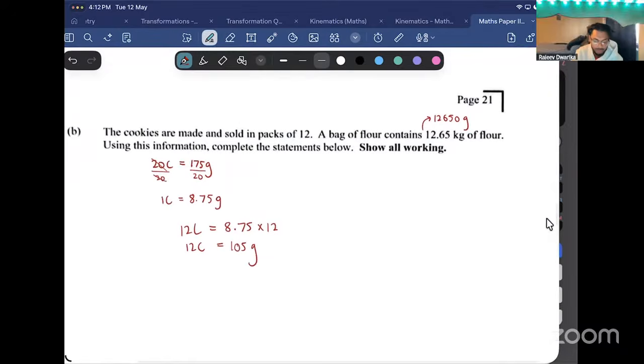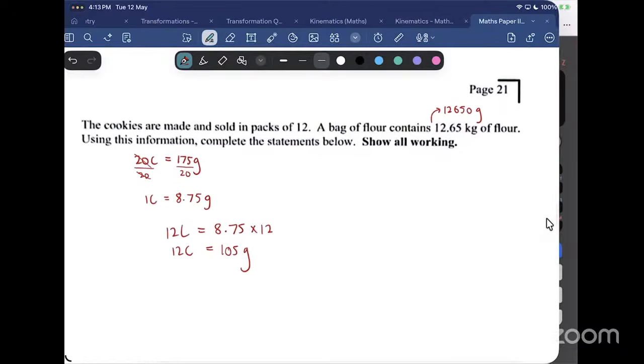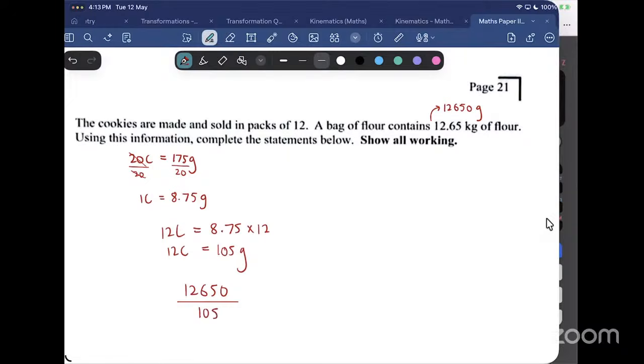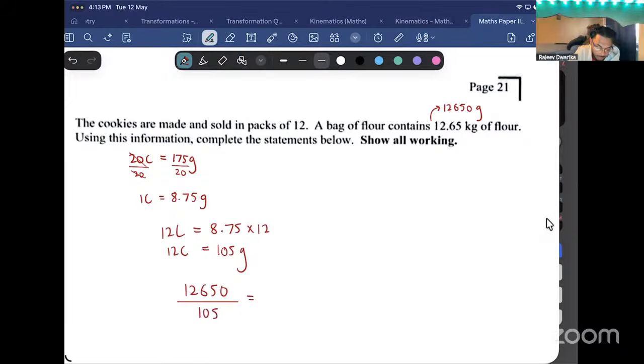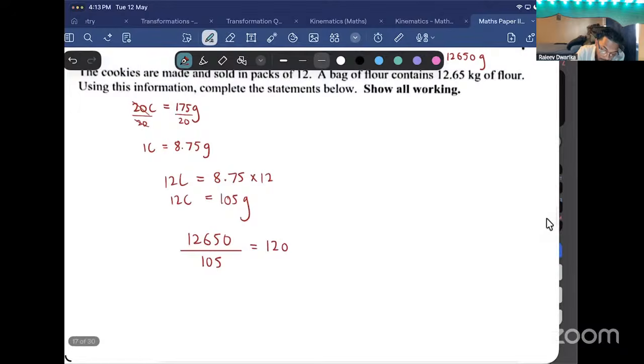Cool. What next? Divide that by the 12,650. Right, 12,650 divided by 105, and that would tell you how many packs you can make, right? What would the answer be? 120. So 12,650 over 105 is equal to 120.